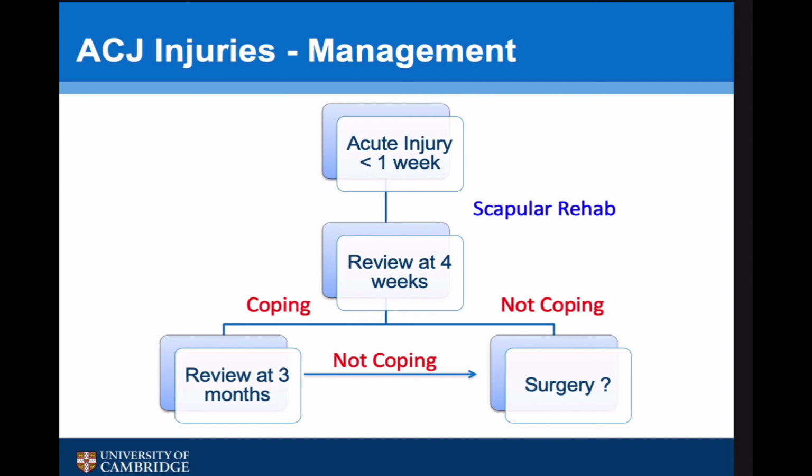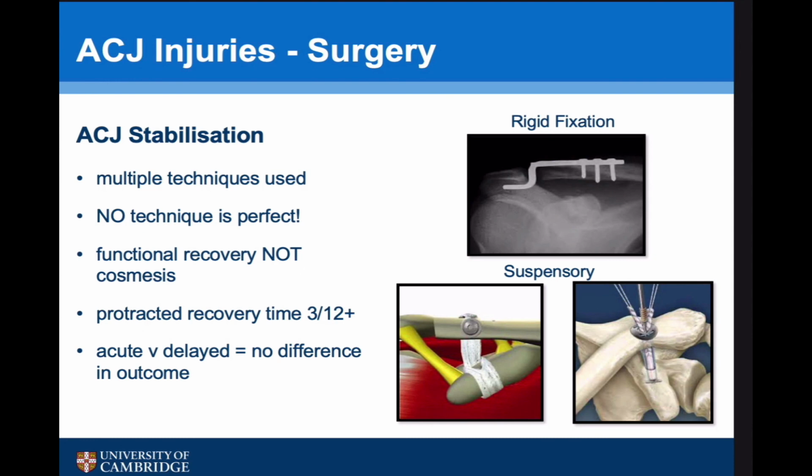When it comes to surgery for AC joint injuries, there are some important factors that you should explain to a patient. There are multiple techniques that are used, which means there's no perfect technique. And in fact, the results following AC joint surgery, even the best results, often aren't perfect. Very different for fixing clavicles and sternoclavicular joints. The operation is mainly for functional recovery. They don't always get cosmesis, so it may well be that there will still be some asymmetry.